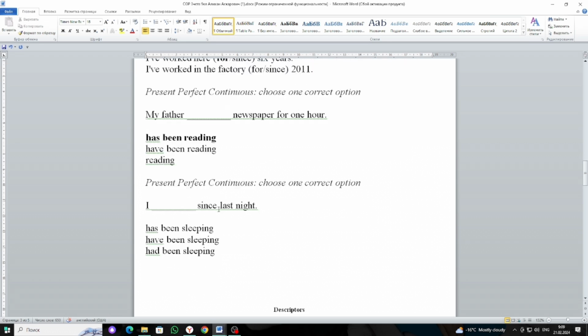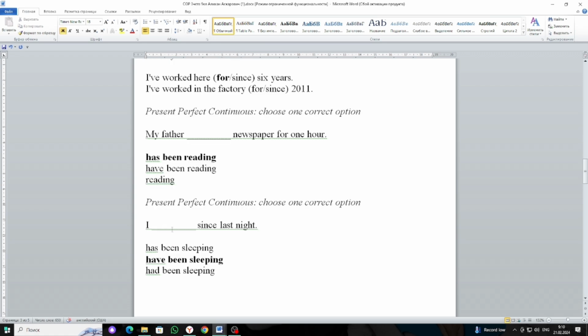Next, present perfect continuous. Choose one correct. I have been sleeping since last night. Мен кеше түннен бері ұйықтап жатырмын, яғни әлі ұйықтап жатыр. Сондықтан I have been қоямыз.